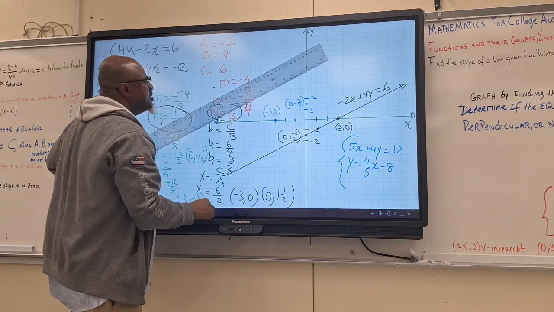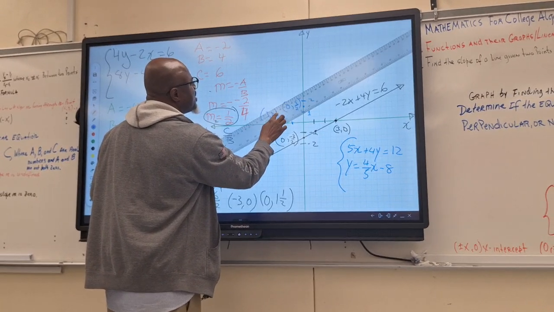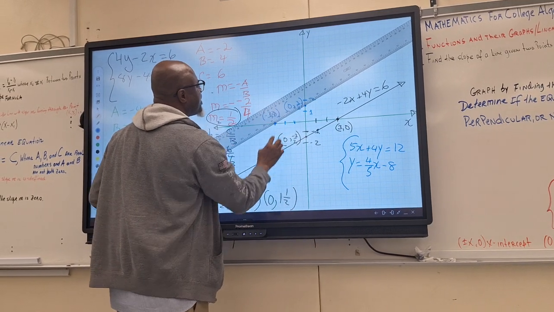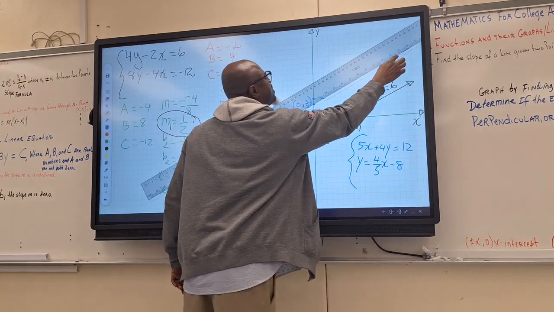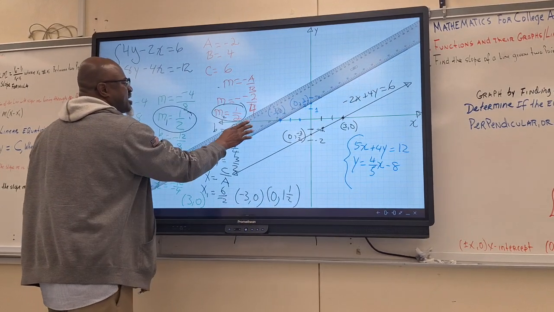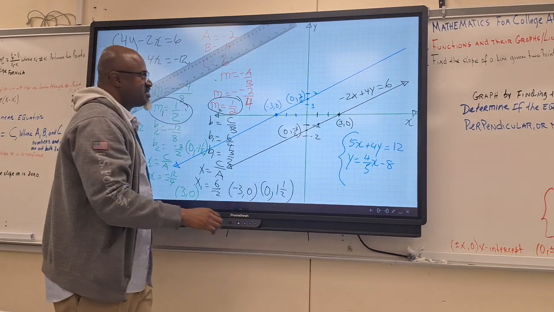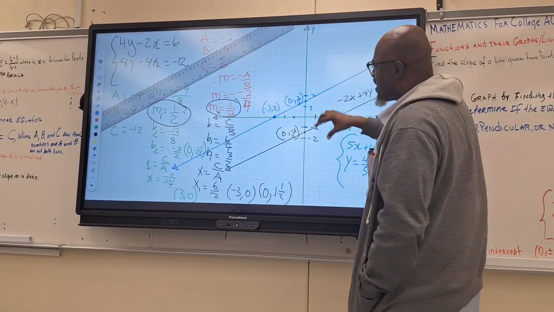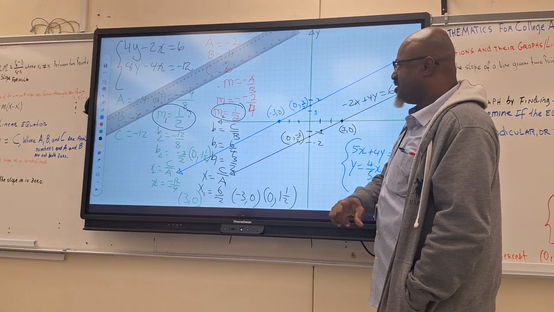And again, use the ruler and connect them. As you can see, they do not touch each other. It's telling you that for this system of equations there will be no solution because they are parallel. Parallel lines do not intersect.